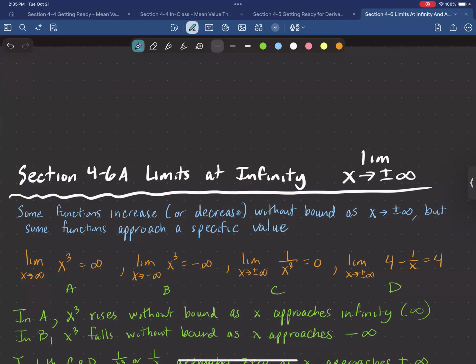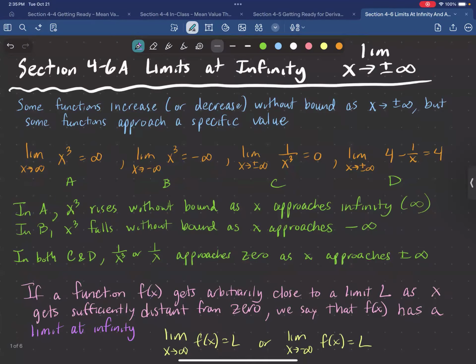If we do limit as x goes to infinity of x cubed, we get positive infinity, but if we take the same function and we do limit as x goes to negative infinity, we get negative infinity. Then if we do where the x cubed is in the denominator, it doesn't matter which sign we do, plus or minus infinity on our limit, we're going to get a 0. And if we do limit as x goes to plus or minus infinity of 4 minus 1 over x, we're going to get 4. So in some cases it approaches a value, and in some cases it approaches infinity. So we're going to talk about that right now.